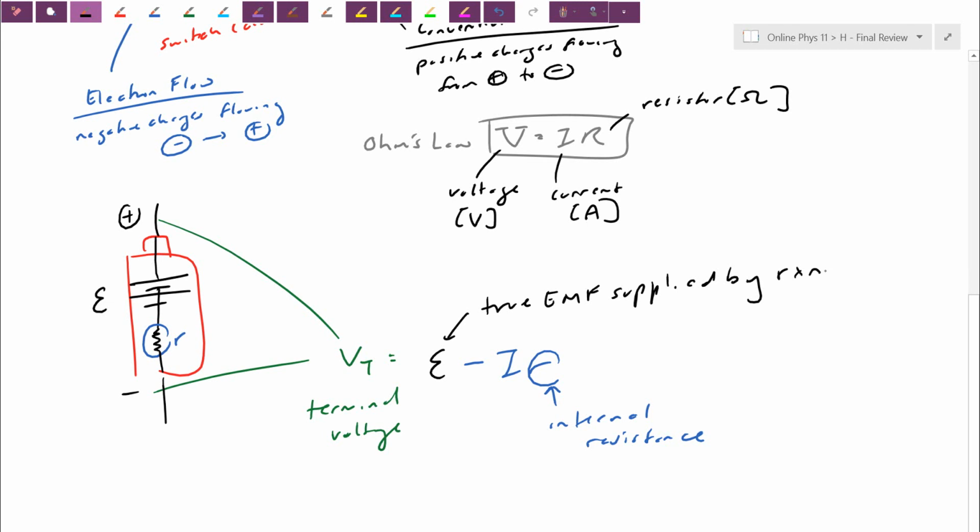So just be careful. Usually we ignore that. Usually we just say, oh, here's the terminal voltage of the battery. Every now and then I might ask you for calculating the true EMF.